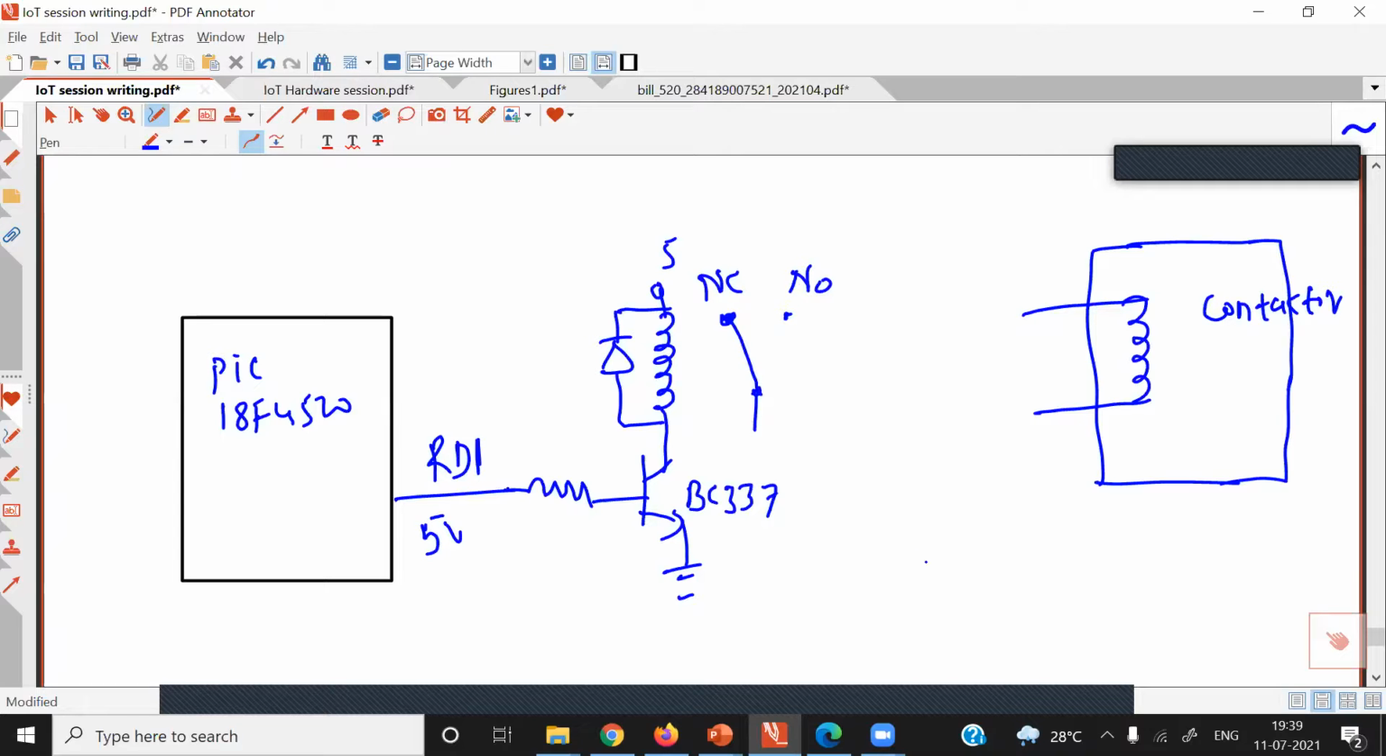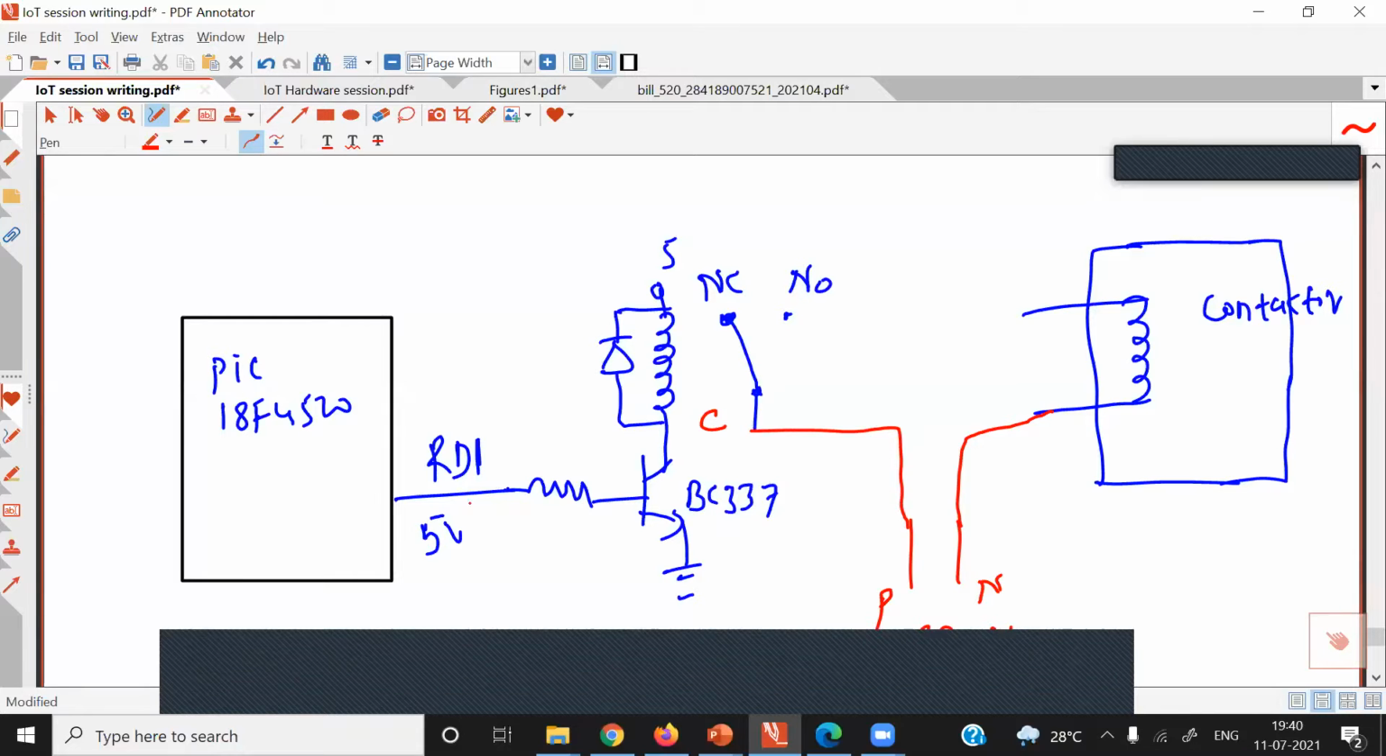So what you do is, you have 220 volt AC, which will have neutral and phase. The neutral you directly connect to one end of the contactor coil. The phase you connect to the common terminal. This is the common terminal of the relay, like this.